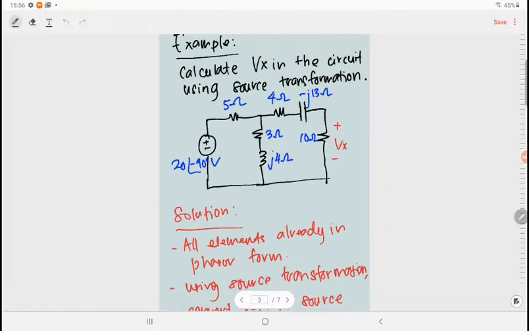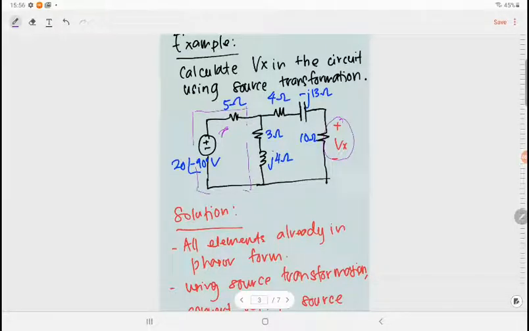Next, we go straight away to the example. Let's say you are given a circuit, and you need to calculate Vx in the circuit using source transformation. If you look at the circuit, this is where Vx is. We want to find the value of Vx over here by using source transformation, right? Looking at the circuit, we have a voltage source in series with the 5 ohm resistor, so we know that this voltage source can be transformed into a current source.